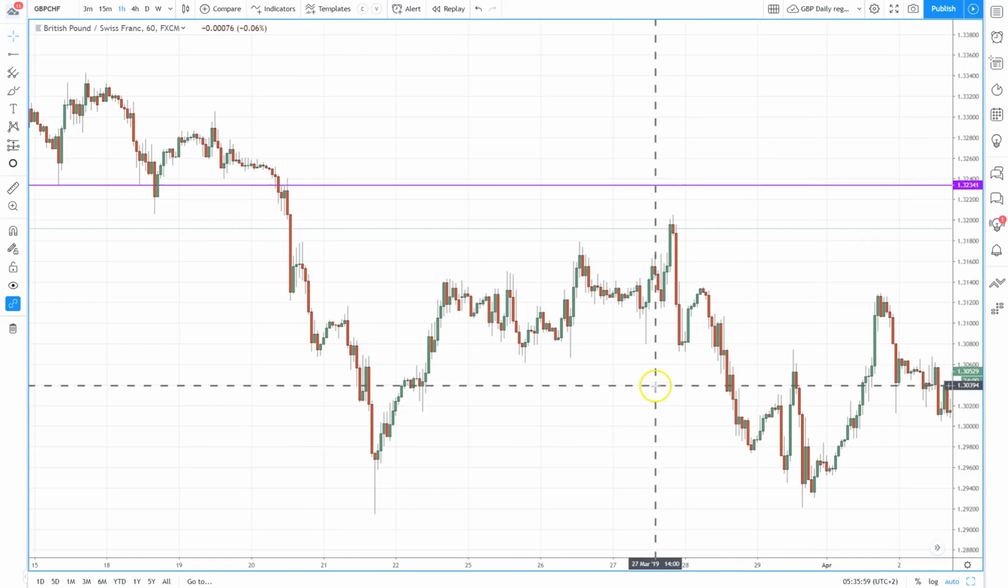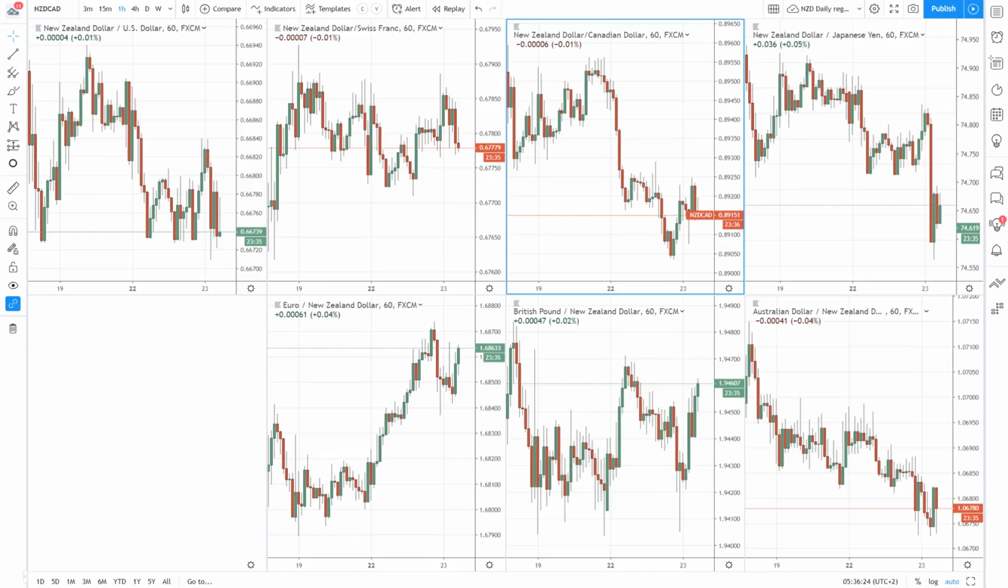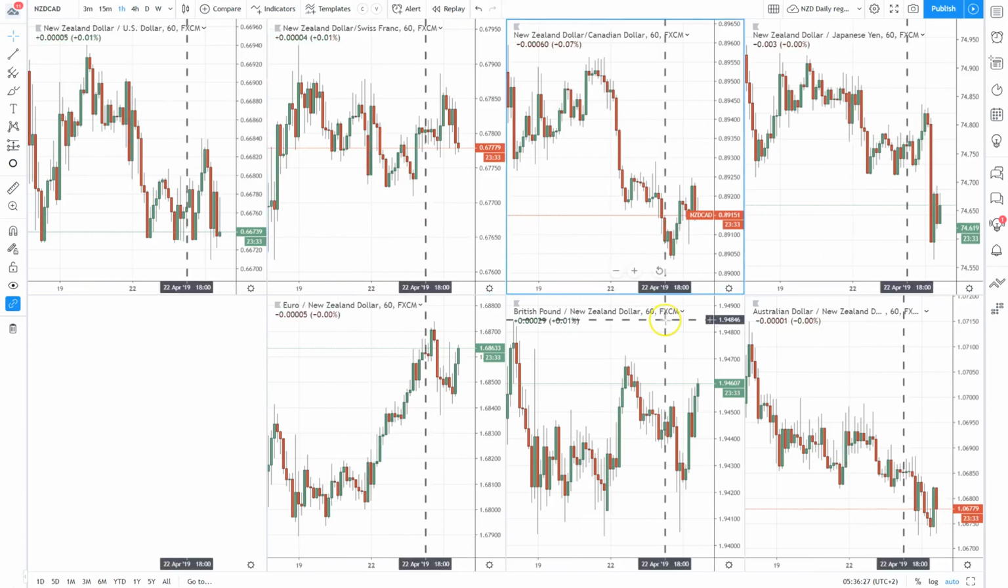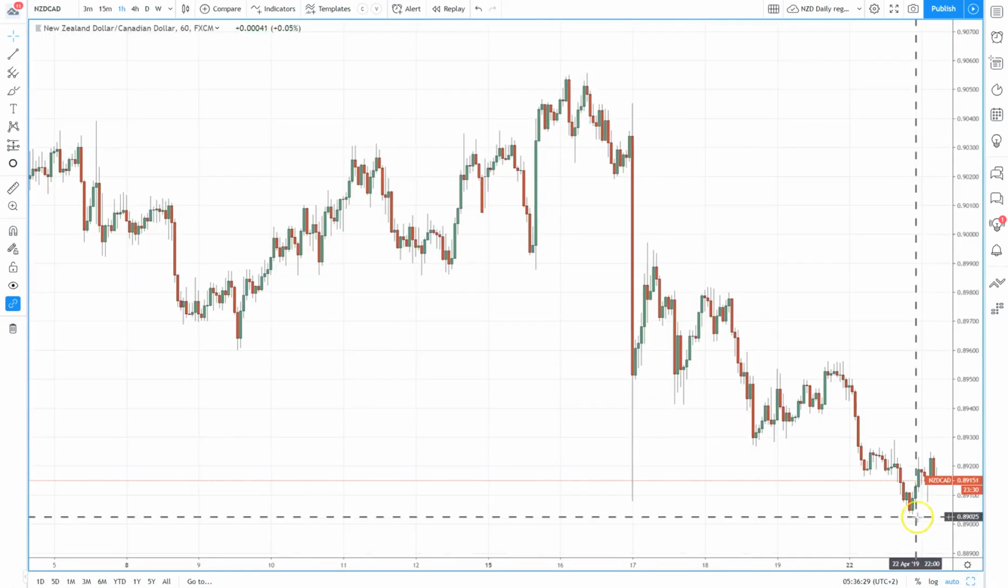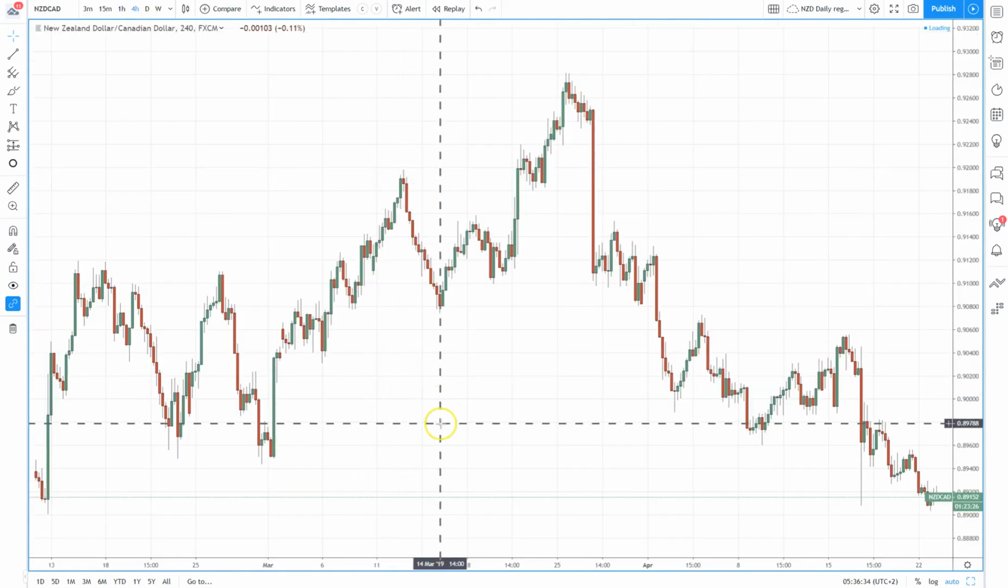Let's see if we can find another one. Let's pick another date around that same time. 25th of March. What do we have here? Canadian dollars still very weak, -7. Right below New Zealand is a 3. So let's have a look at New Zealand CAD. Oh, there we go. On the 25th, let's find that. Start from the 4-hour.